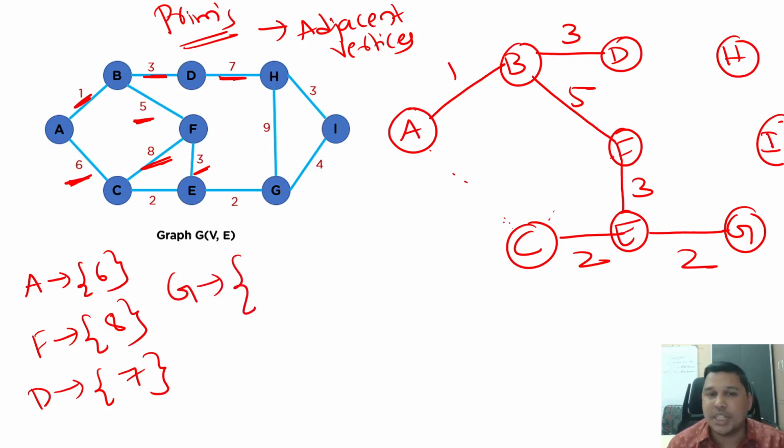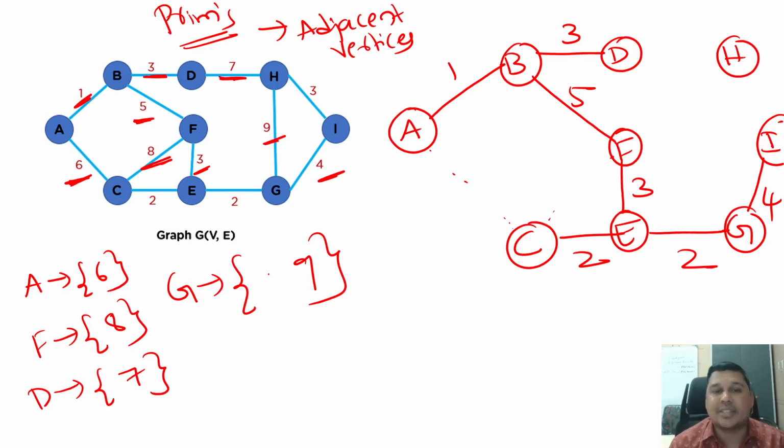What are the alternatives from G? One is 4, other is 9. Now among all these available options, 4 is the minimum cost one. That is from G to I. So G to I, that is 4. So this is gone. I am left over with 9.